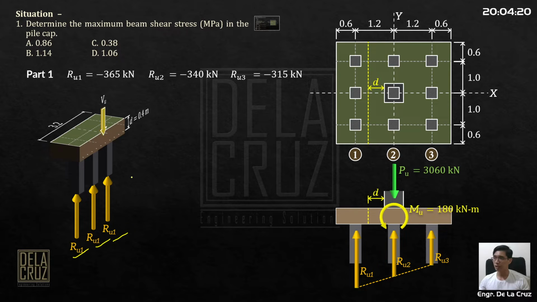No? The critical shear force. The shear force will be divided on this shearing area. Ito yung ating shear stress na tinutukoy dito sa problem. Una, yung shear force, critical shear force is tatlong RU1. RU1 is 365. Okay? So, neglect lang natin yung sign. Alam natin that that will cause the critical shear. So, you have 1,095 kilonewtons.